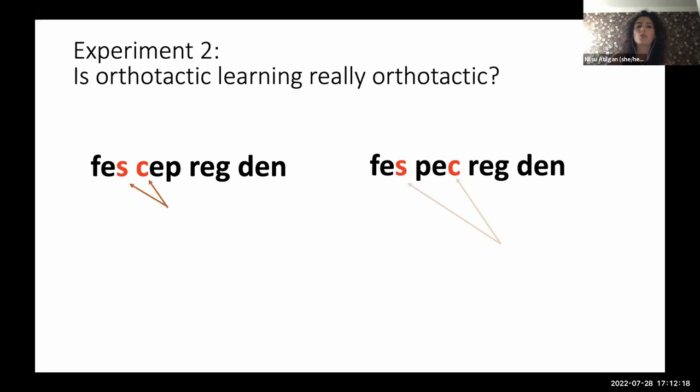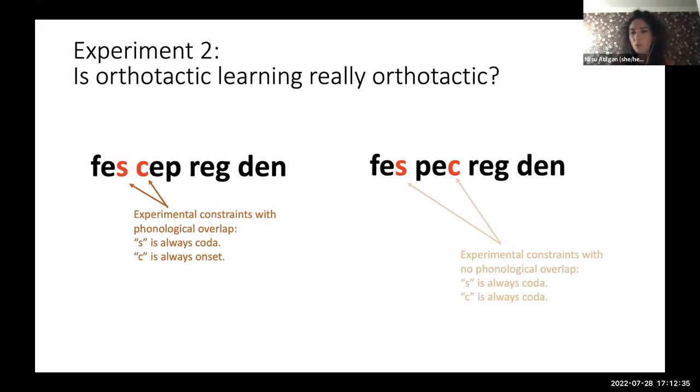The first group had the experimental constraints in the phonological overlap condition, which means that C is always coda and S is always onset. So that group heard the same sound for these two different letters. And the other group had the experimental constraints with no phonological overlap, in which S is always coda and C is always coda as well.